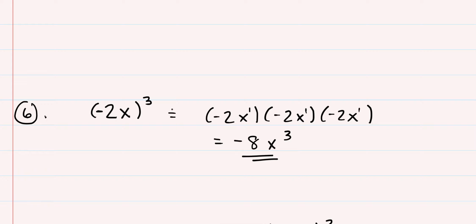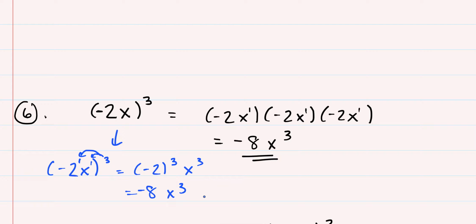Another way to do this is to distribute this 3 to the exponents. So I'm going to do it right over here, so it gives you another way to solve this. Put a 1 above the negative 2 and above the x, and then send that 3 in to these numbers and multiply 1 by 3 and 1 by 3, and you'll get negative 2 cubed, because 1 times 3 is 3, and then x cubed, and negative 2 cubed is a negative 8. So you get the same thing.